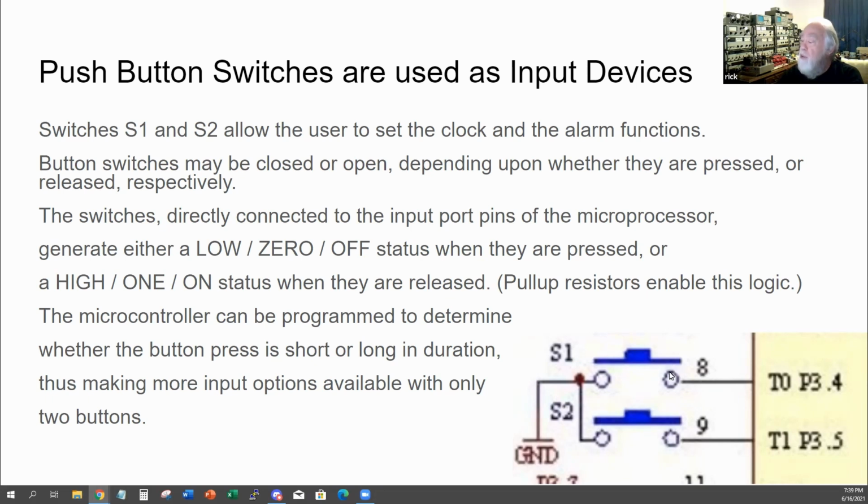When you press the switch, it connects that pin down to the ground. And even though the resistor is connected to the positive voltage, the resistor now has the entire supply voltage across it, and the pin goes to 0 volts, and that's a 0 or a logical off signal, whereas when the button is not pushed, it's a 1 or an on signal.